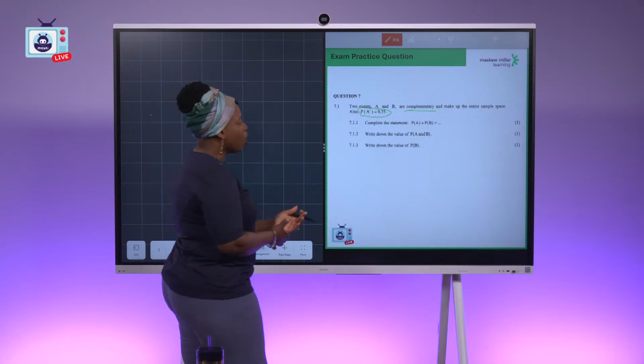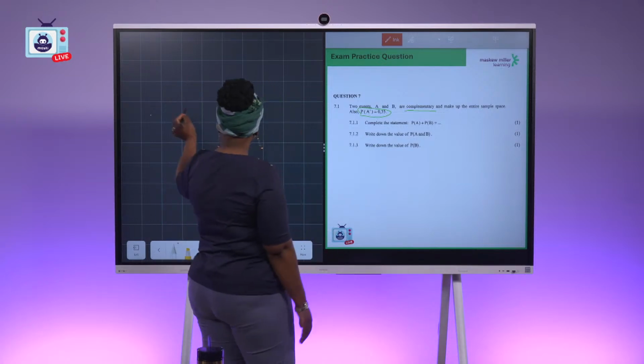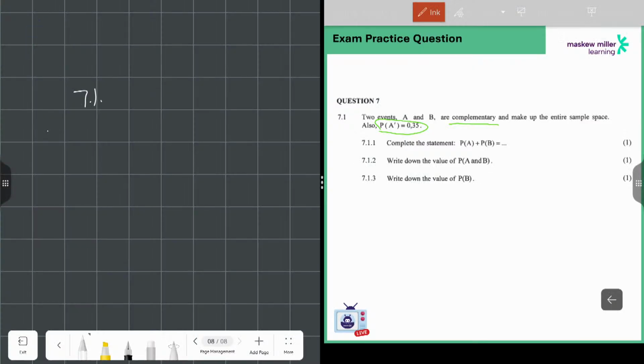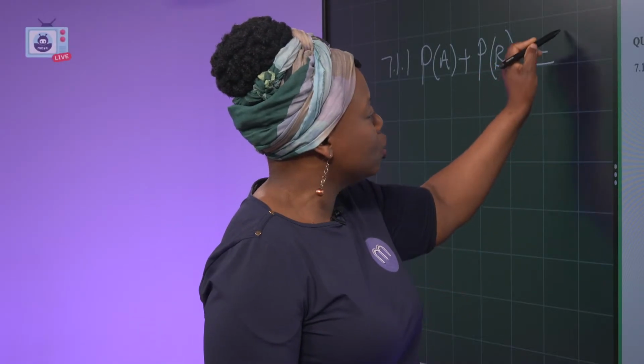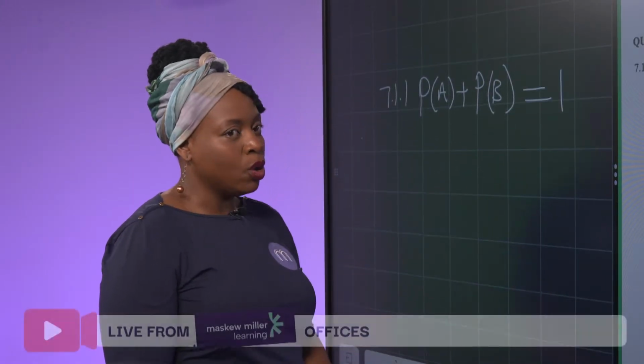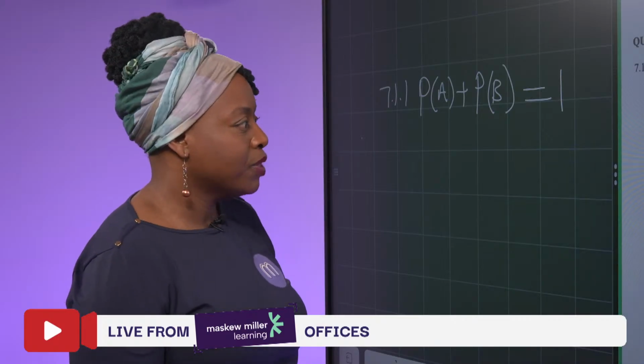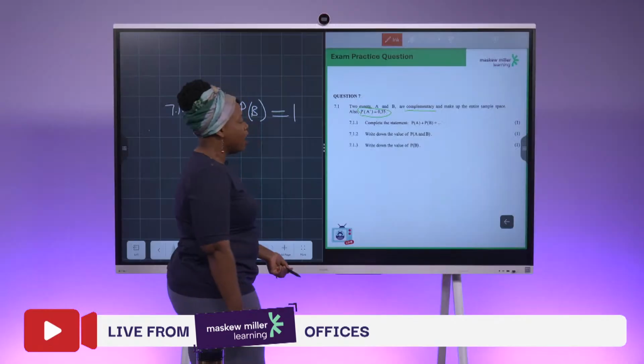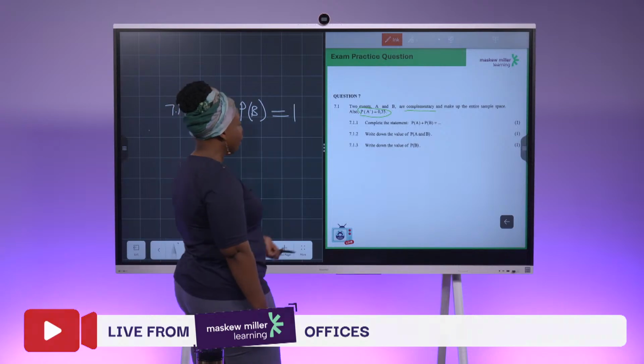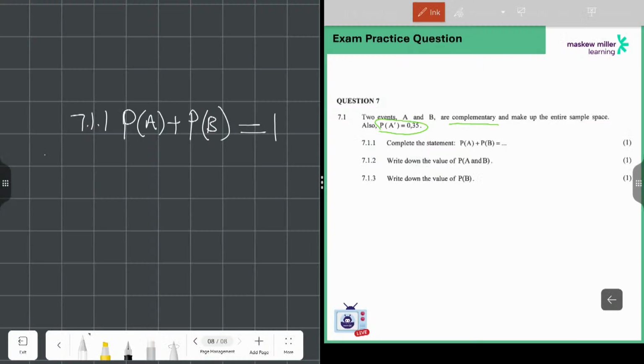Here they say complete the statement. I have said to you, you need to be able to say it on the chart, to say what that statement will be completed with. The probability of A plus the probability of B. If ever I'm told that this is a complementary event, it has to be equal to 1. It's a must that it is equal to 1. You can't do it otherwise. Then they say write down the value of the probability of A and the probability of B.